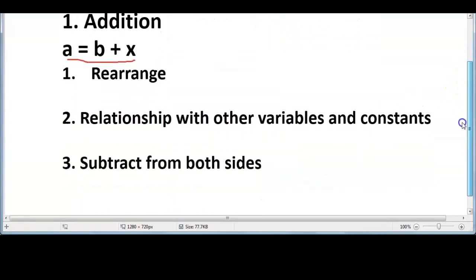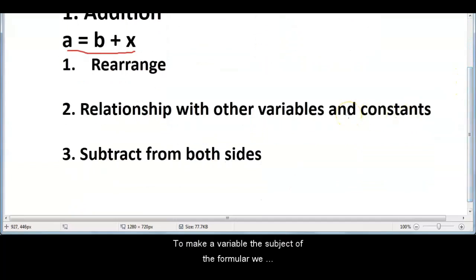Let's start with rearrange. To make a variable the subject of the formula, we need to transfer the entire expression containing the variable from the right side to the left side of the equation. That's how we rearrange. So we already have A equals B plus X.